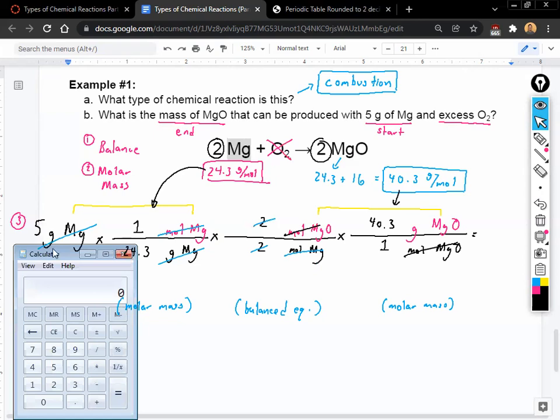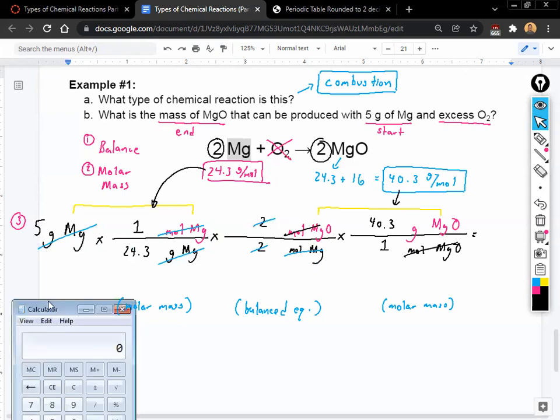Okay, so we just plug and chug into the calculator. Numbers on the top we multiply, numbers on the bottom we divide. So 5 divided by 24.3 times 40.3. That'll give us a final answer of 8.292 grams of MgO. All right, and there you go. That's going to be your answer. If you were able to get that on your own, or if you're comfortable with it, you're in good shape.